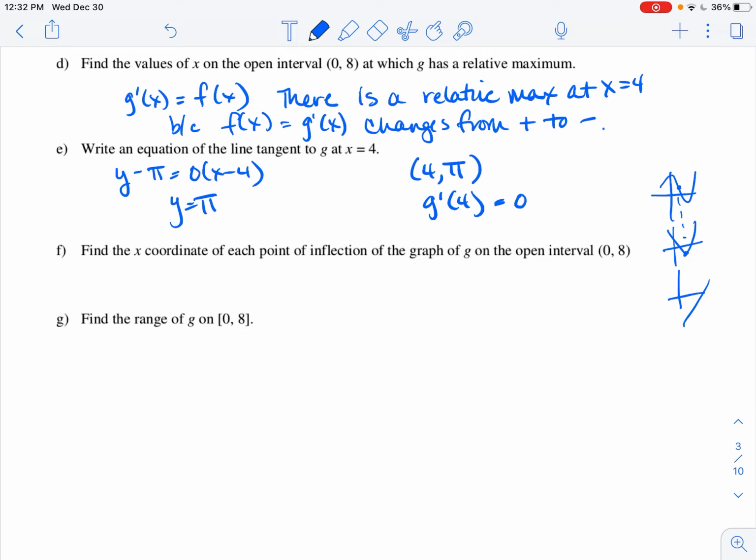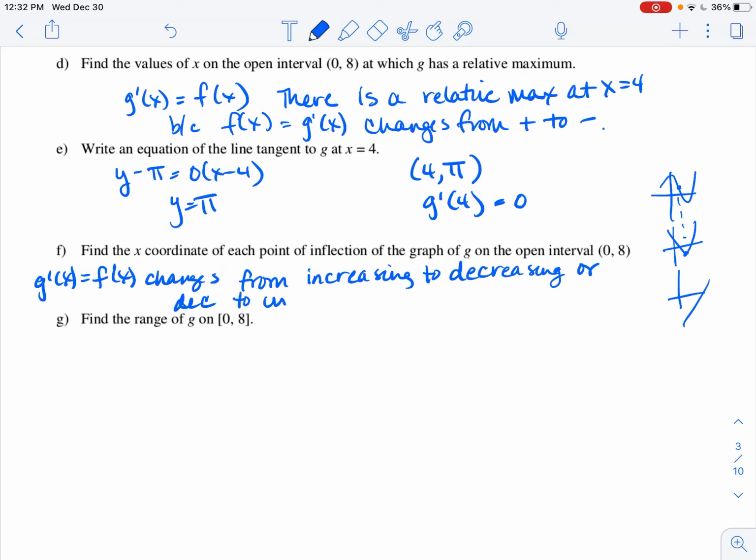So let's see if we can explain this. We can say g prime of x, which equals f of x, changes from increasing to decreasing, or decreasing to increasing, at an x value of 2 and 5.